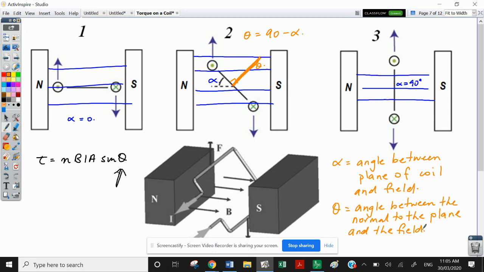Technically, theta is actually the angle of the area vector, but we won't go into that too much. It's just a technical term. There are two ways you're going to be asked questions. You'll be told the coil is horizontal with the field, and then you'll say alpha in this case would be 0, and therefore theta is 90 minus that 0, and so on. But we'll deal with that as we come. Notice it is theta, and theta is the angle between the normal to the plane and the field.